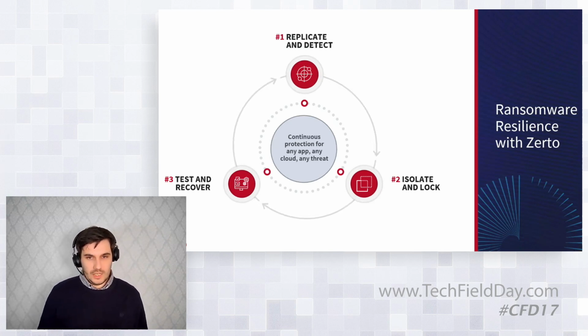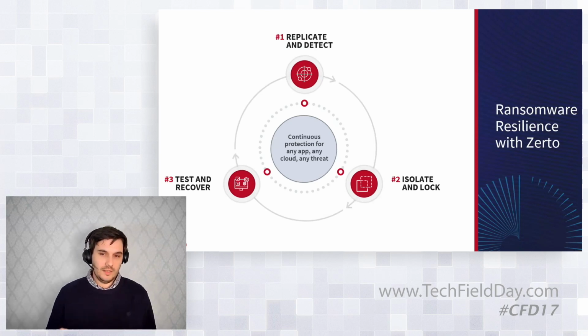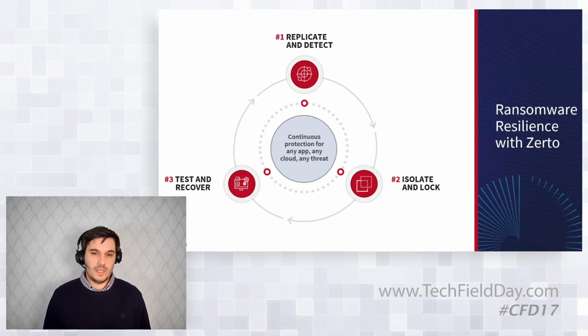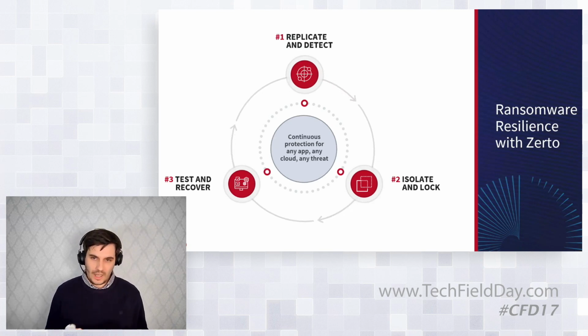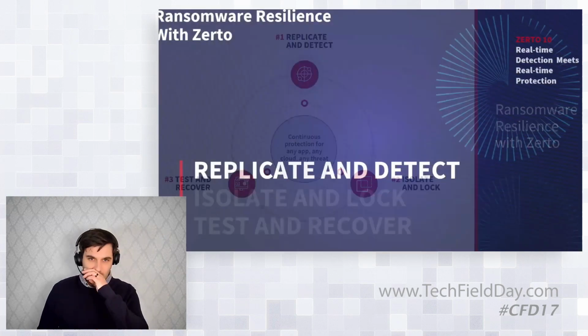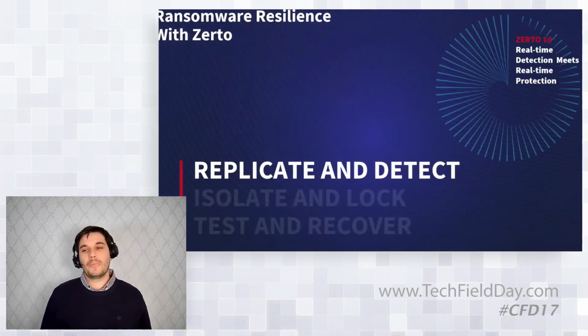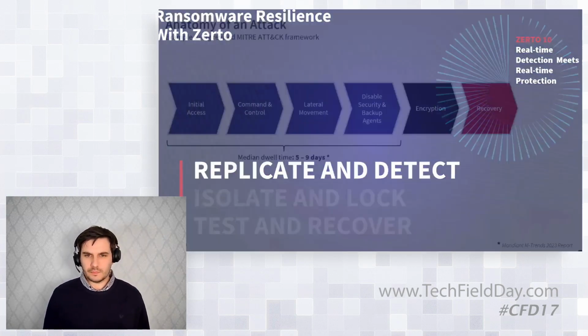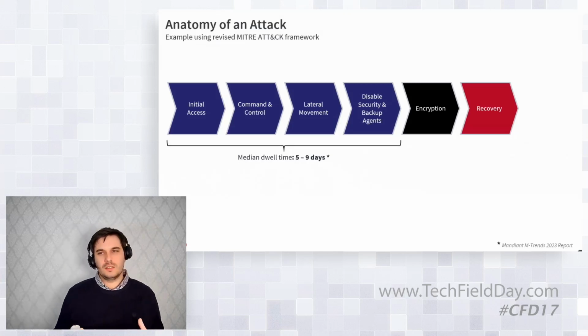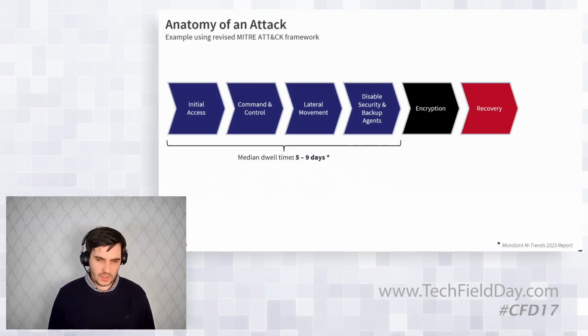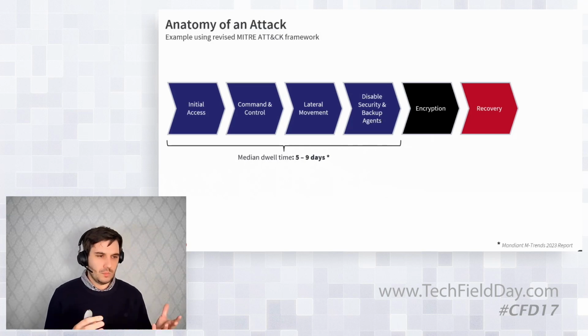So I'm going to dig into each one of those sections a little bit more, and you'll see the technology and how we deliver those three pillars and how they combine to achieve ransomware resilience for our customers. So the first one, ransomware resilience with Zerto, replicate and detect. If we look at this diagram here, this is a very simplified, revised version of the MITRE ATT&CK framework, which I'm sure people in the room and on Zoom and on social will be very familiar with.